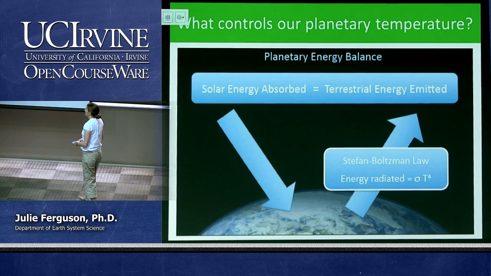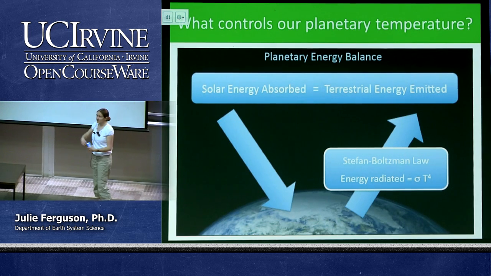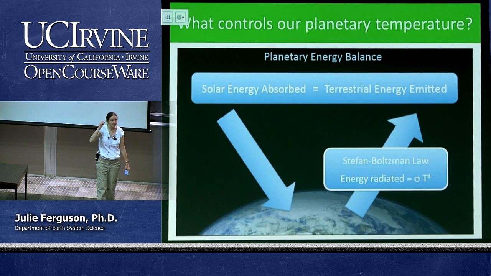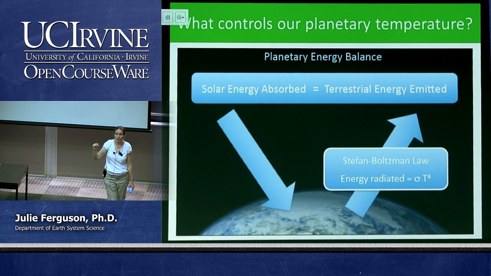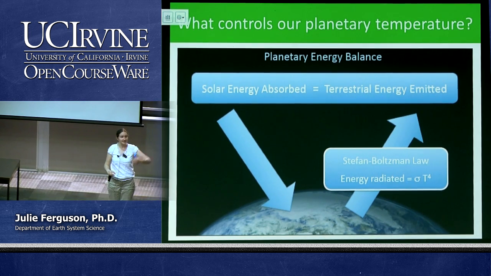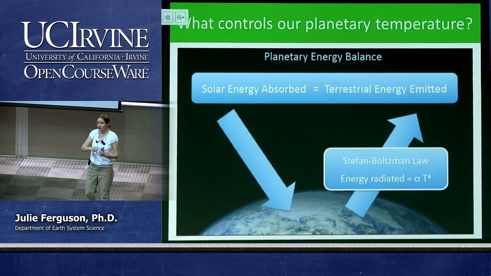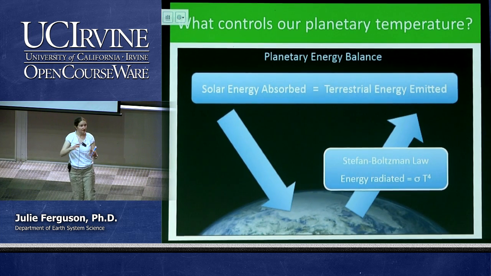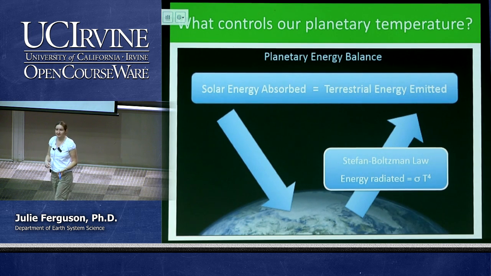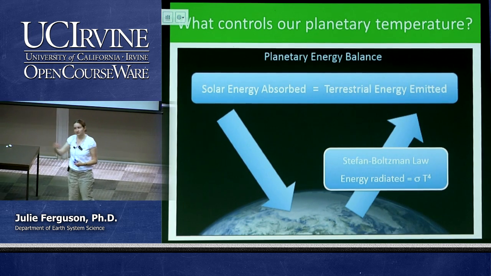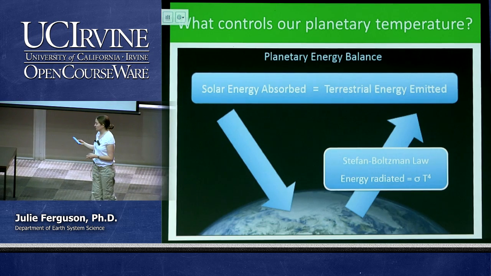And do you remember that we have our Stefan-Boltzmann law that says that the amount of energy that we emit is equal to some constant times the temperature to the power 4. So if we know what we're getting from the sun, if we know what we're absorbing, we know what we have to emit, and we can work out our temperature, okay? And you'll have a chance to do this in discussion next week. It gives you a chance to work through some of these questions.